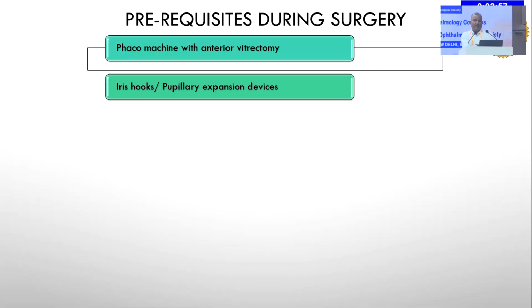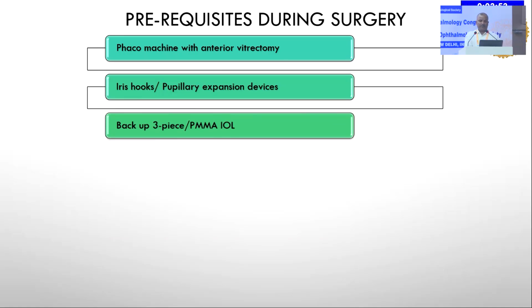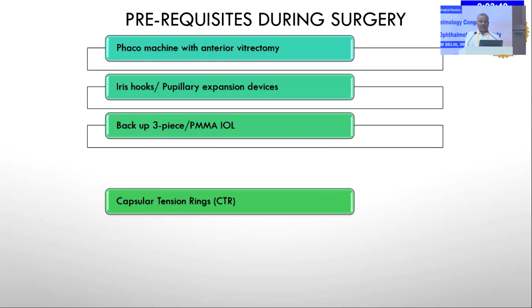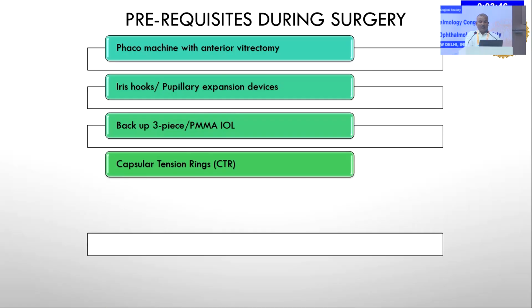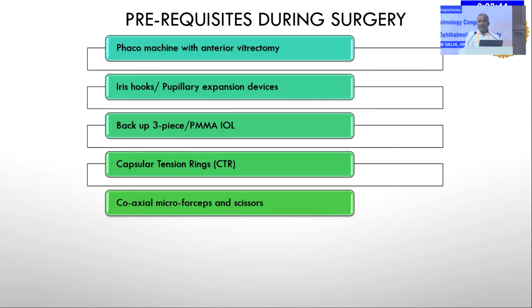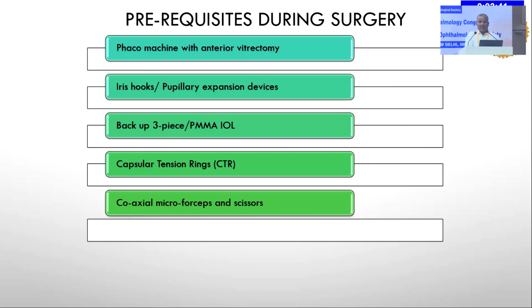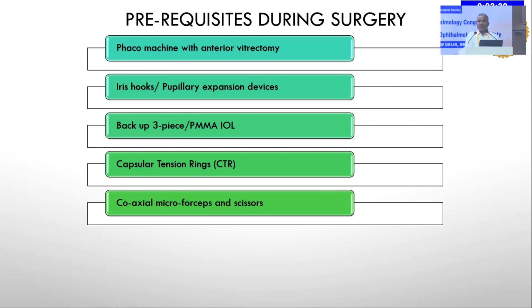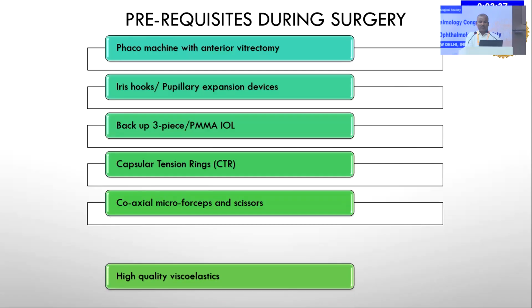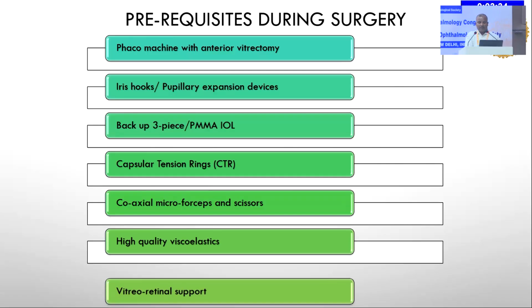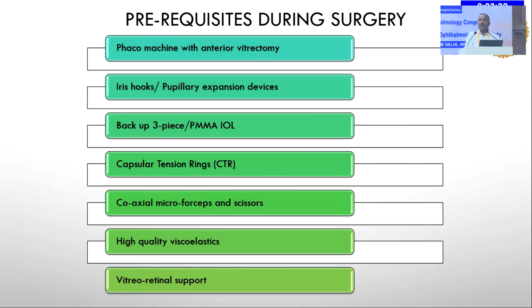There should be a standby of iris hook or pupillary expansion devices. There should be backup, again, 3-piece lens or PMMA lens. Capsular tension rings or CTS should be there, and again there should be access to coaxial Seizure microforceps. And most important is the vitreoretinal support. It should be there in cases where there may be inadvertent nuclear drop.